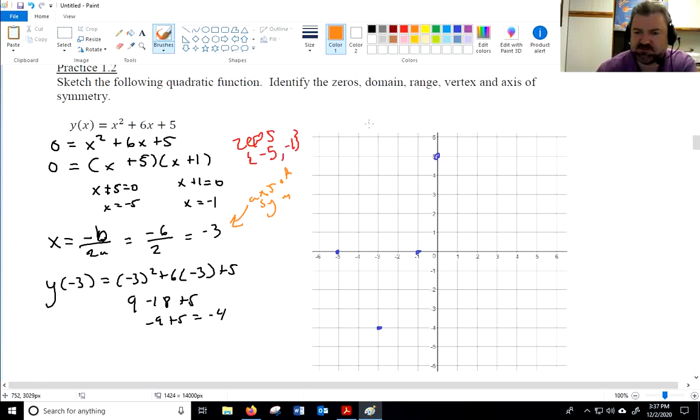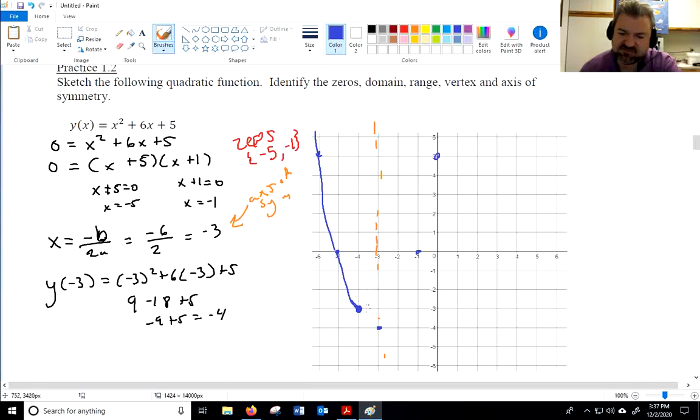And then since we know that this is the axis of symmetry at x equals negative 3, can we use that to help us get another point? You betcha. 1, 2, 3 away, 1, 2, 3 away. And I think we can do this. Now, there's one more point I'd like us to show. This is the point right here.